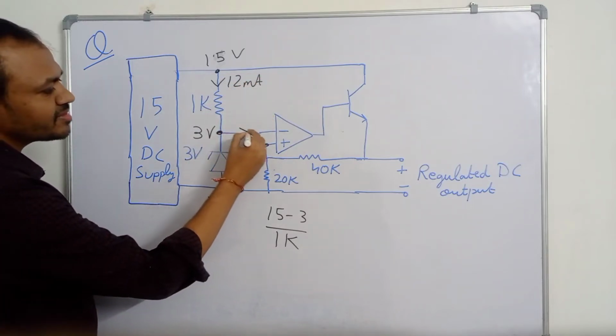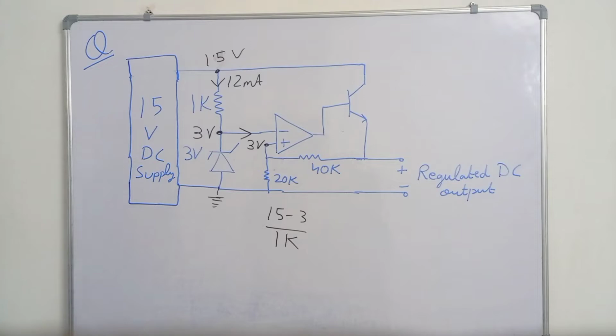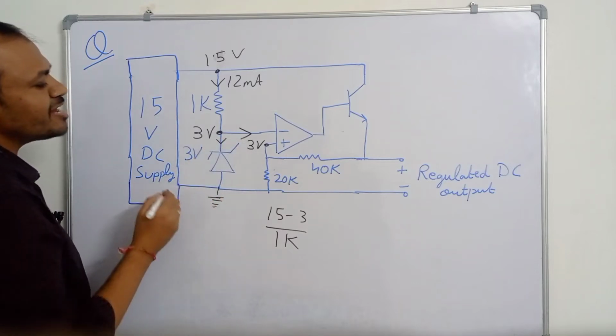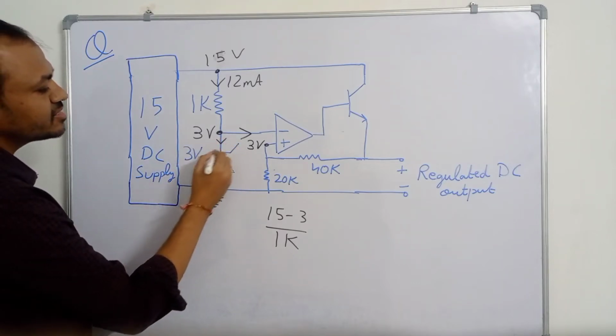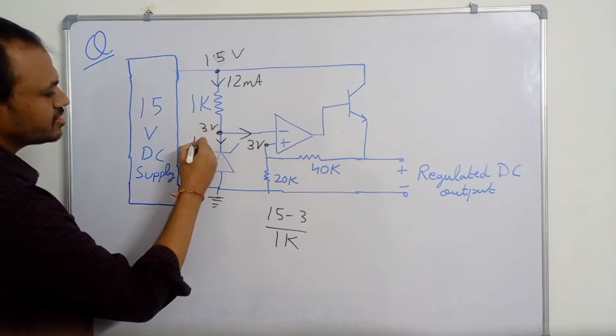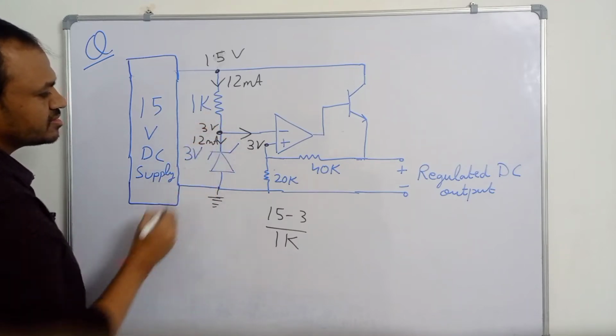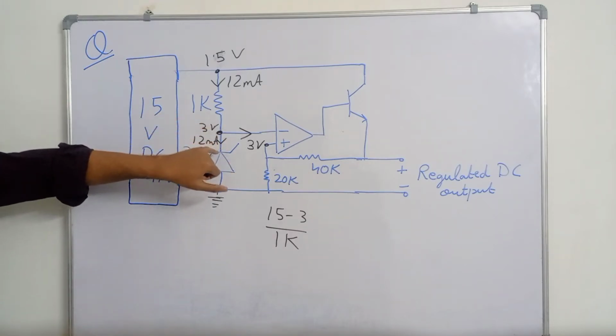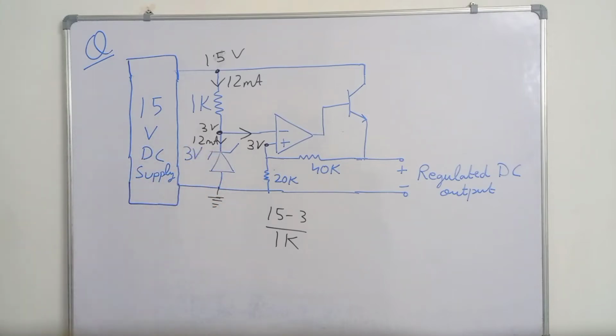Obviously the current going inside the op amp has to be 0 ampere. So this current will be 12 milliampere. I am removing this 3 volt. You can see the current is flowing in the Zener diode from N to P. So this Zener diode is in breakdown, and we have verified that.